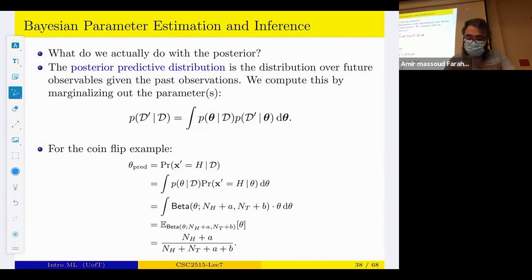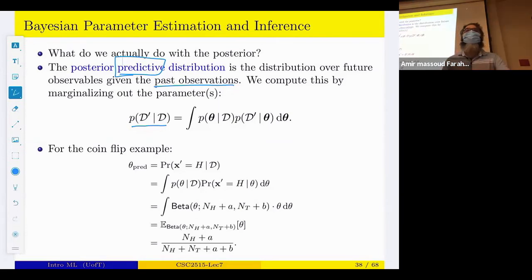This is called the posterior predictive distribution. The word is predictive: it's a distribution of future observables, of what we observe, given the past observations. So we want to predict the future probability of tail, conditioned on having seen in the past 2 tails, 0 heads, for example. This is essentially P of D prime conditioned on D in general. D prime is the data in the future, and D is the data that we have seen so far.